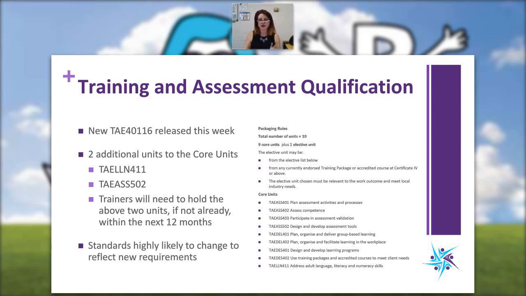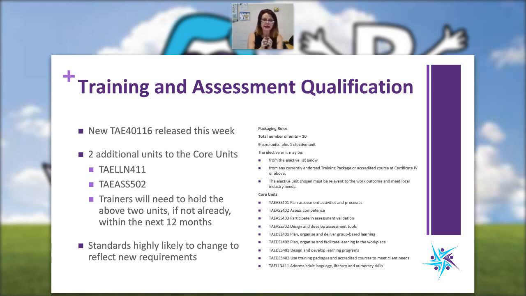So the 2 additional units are TAELLN411, which we knew was coming. We knew this was going to change into a core, so it's finally happened, and that's addressing adult language, literacy and numeracy skills. Most trainers and assessors, and we've been advising this for quite a while, should have already done that as a PD, and they should have that extra unit. If you've got that unit, awesome, you don't have to worry, you don't have to do it again, and you don't have to do the full qual again, you've got that unit.